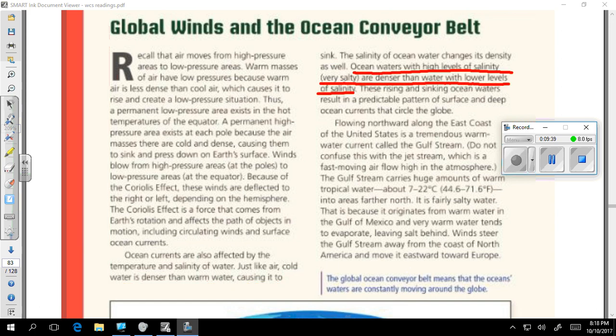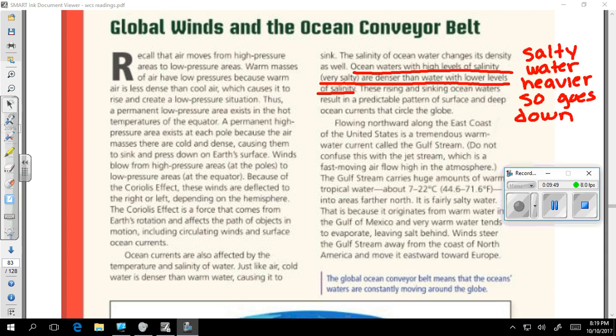I need you to underline ocean waters with high levels of salinity, or very salty, are denser than water with lower levels of salinity. And I need you to write on the side that salty water is heavier, it's denser, so it goes down. And if you don't have as much salt in your water, it's not as heavy, and so it goes up.